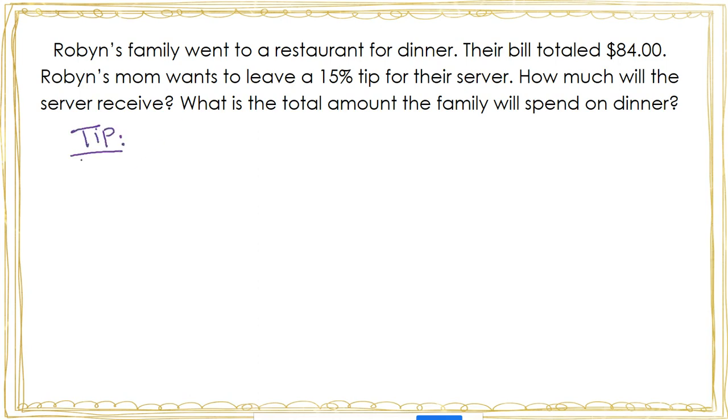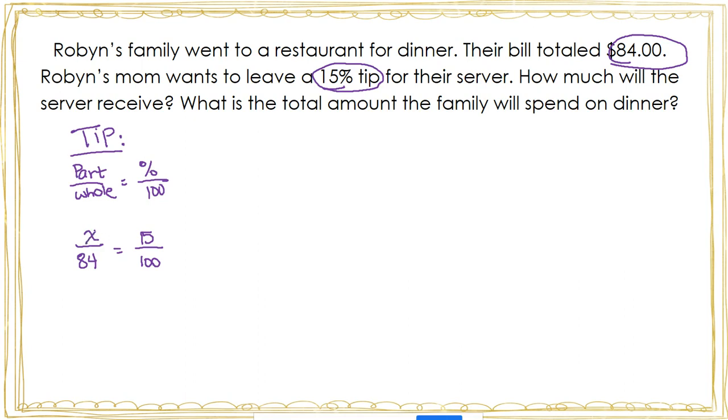I am once again going to use my proportion, which is part over whole equals percent over 100. In this case, I know that the total bill was $84, so that's going to represent my whole cost. Then I know that this side of my proportion is always percent over 100, so I can put a 100 right here. I know that Robin's mom wants to leave a 15% tip, so I can put 15 in my proportion for my tip. That means that what I'm looking for is the part. So what I don't know is how much of the $84 is represented by 15%.